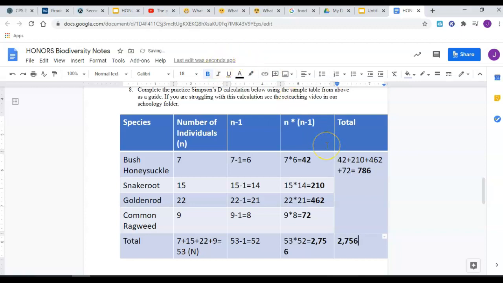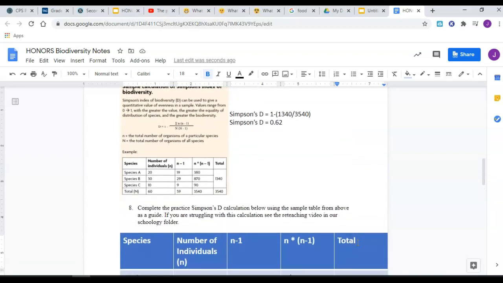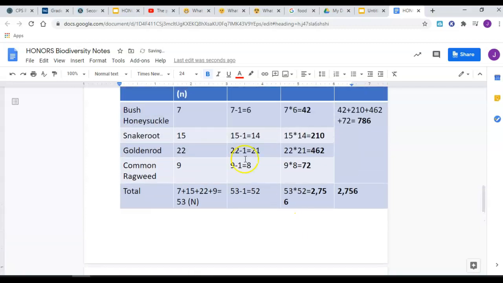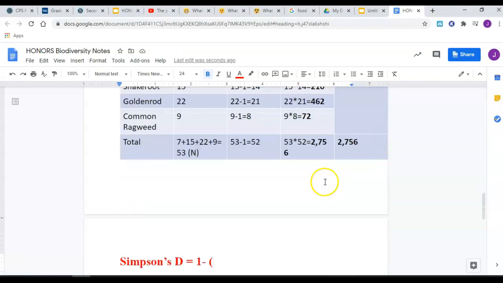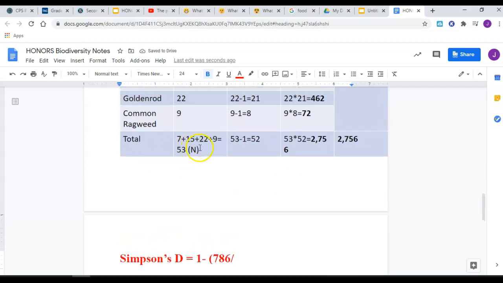2,756. Okay. So these two numbers become my numerator and denominator in my equation: 1 minus the sum of n times n minus 1, which is 786, divided by the sum of the total n times n minus 1, which is 2,756. Okay, you can punch that into a calculator and see what you get.